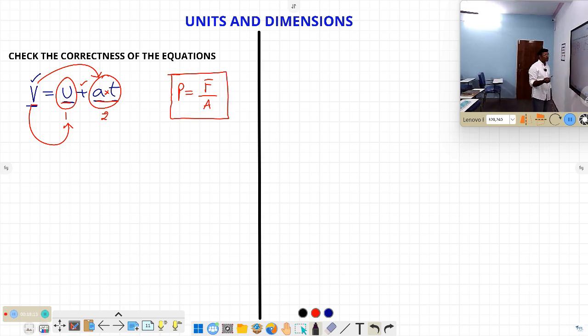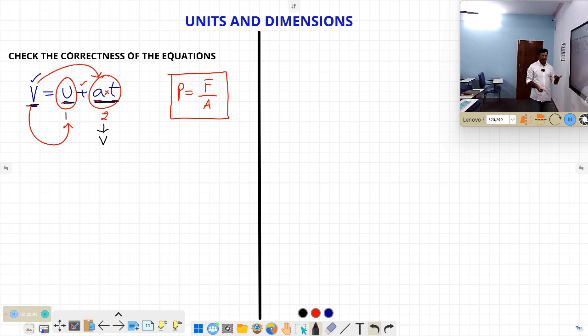Here our requirement is to check the correctness of the equation. There is a trick, and if you understand it, higher level problems can be done very easily. What is that? This is velocity, and this is also velocity. So the second term, AT, must also be equal to velocity if the equation is correct. Then only it is correct.